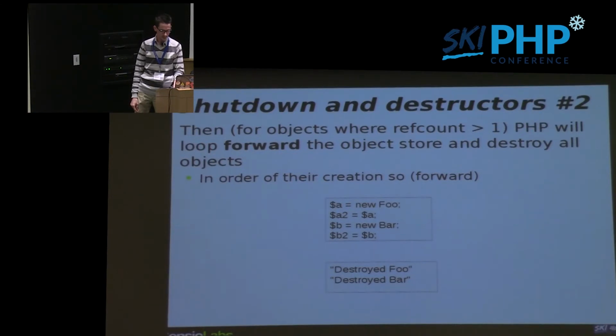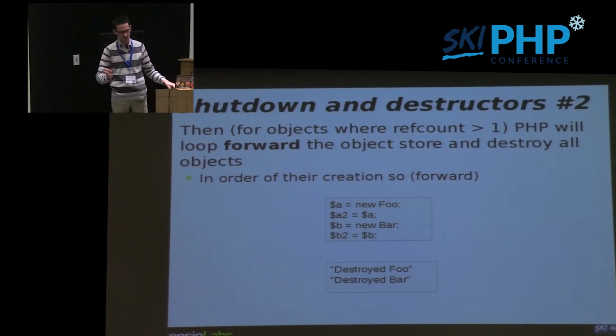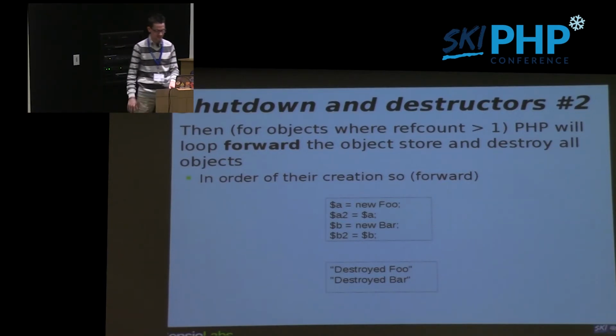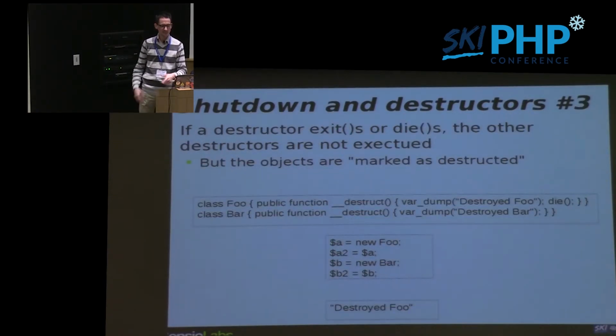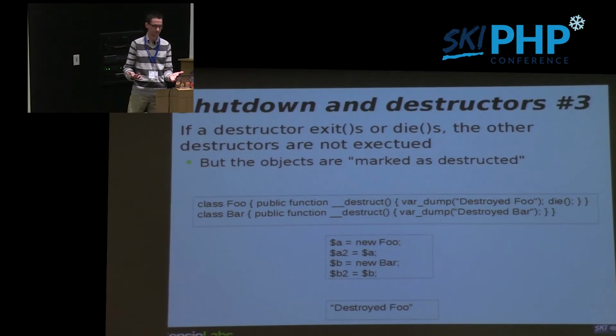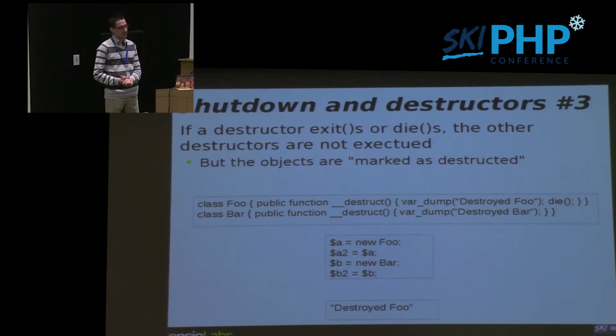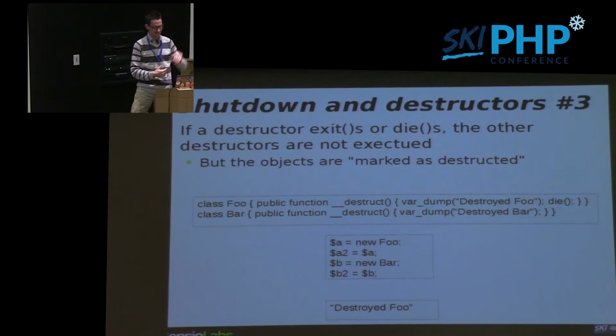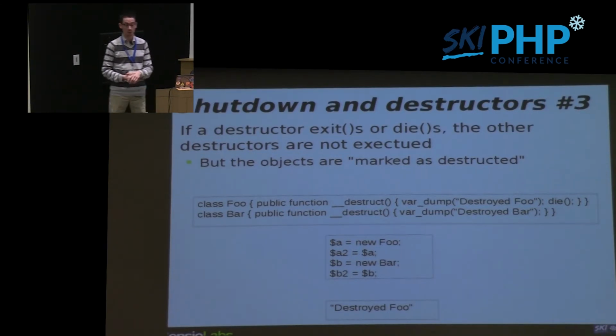And then at last, PHP will mark all objects as destructed, and there are many tricks that I will show you. If a destructor exits or dies, the other destructors are not executed. Okay, this can be tricky. But the objects are marked as destructed. This is the third step. Okay, this was in red, I think. So I create an object foo, I create an object bar, but in the foo destruct I call die. So the foo destruct will be called, but not the bar one. Okay?